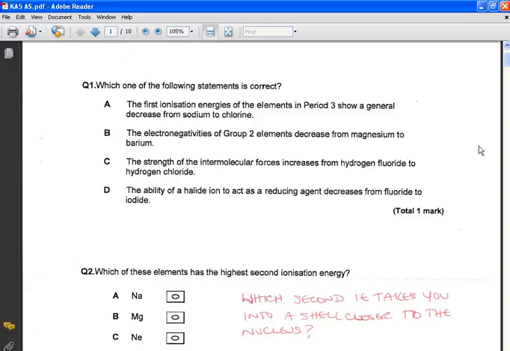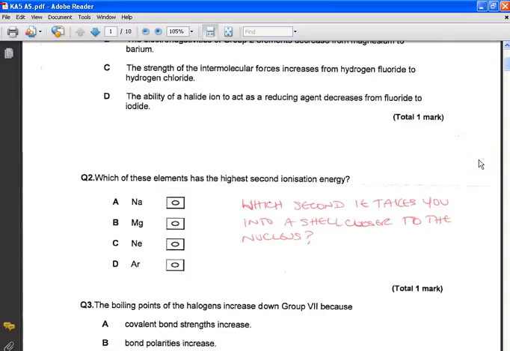Intermolecular forces decrease from hydrogen fluoride to hydrogen chloride because of hydrogen bonding in hydrogen fluoride, but not hydrogen chloride. And that's a little bit deceptive. And again, here it's talking about the ability of halide ion to act as a reducing agent, which means it's oxidized. Actually increases from fluoride to iodide. Okay, so B is the correct answer.